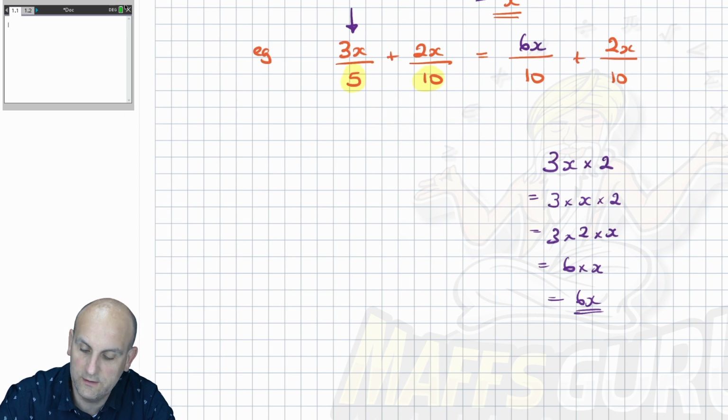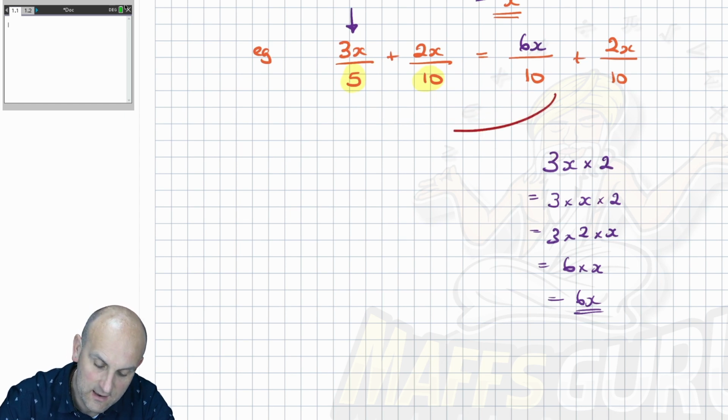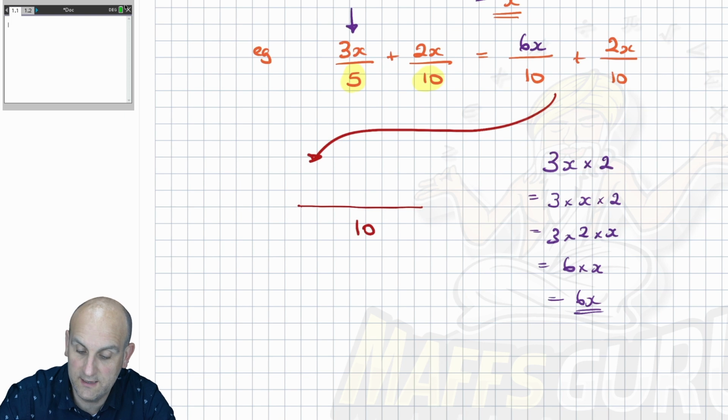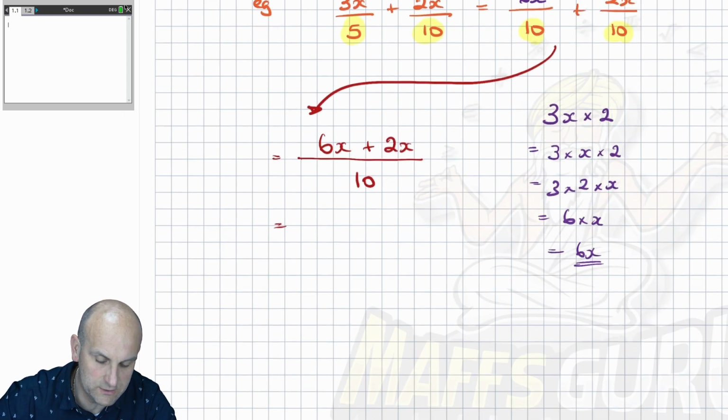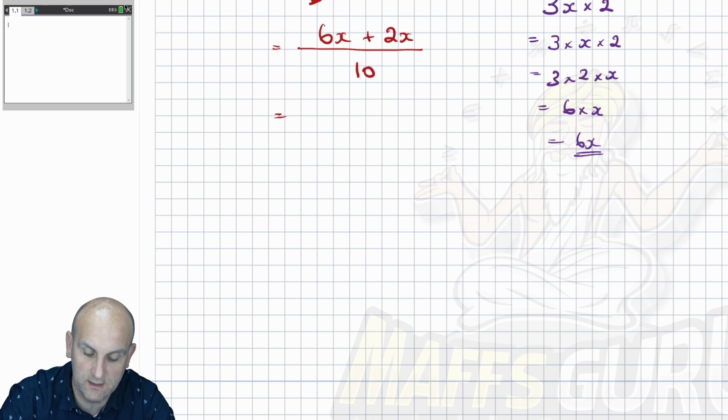All right, so what do we do now? Can we actually add these together? I'm going to move my working out over here. So yes, I've got 10 all over here because the denominators are the same. So we know we can add these together. So I get 6x plus 2x. Is that my final answer? No, because I've got some like terms that I can add together. So 6x plus 2x is 8 xylophones on 10.